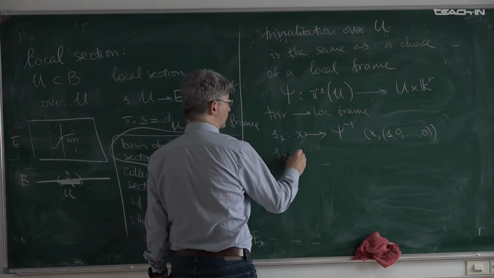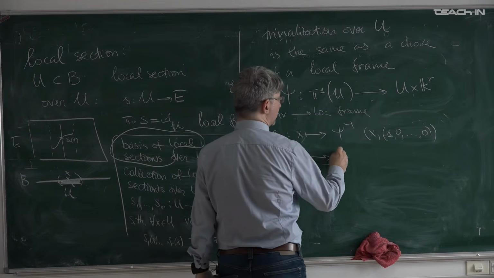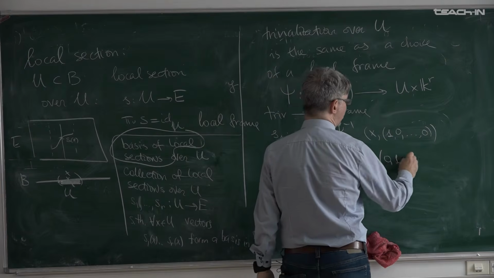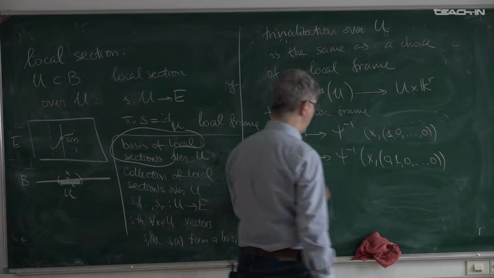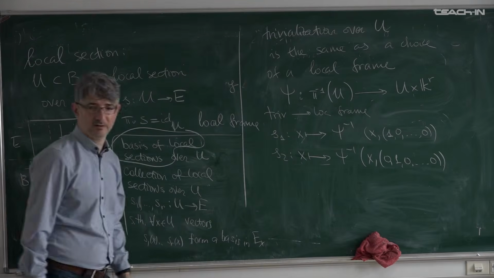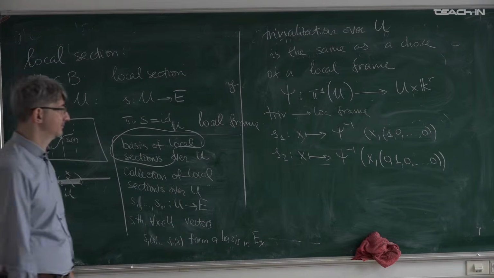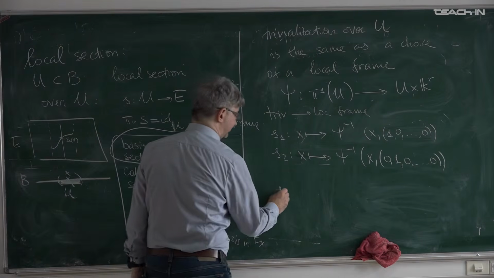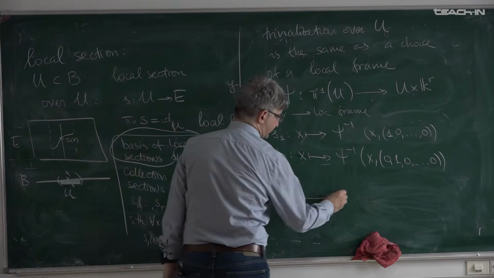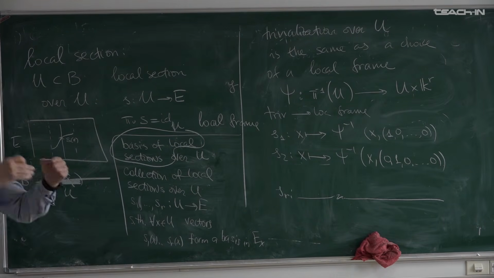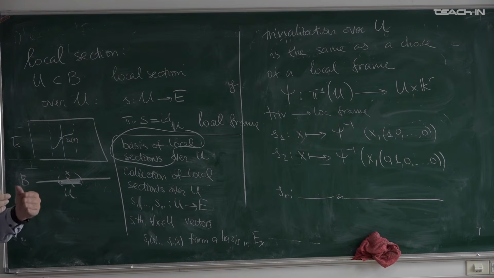Okay, S2 sends X where? Psi -1 of X, comma 0, 1, 0, blah, blah, blah. How many sections can I write in this way? R. Let me omit the details. So if you have trivialization, then you can construct a local frame in a moment, no problem.